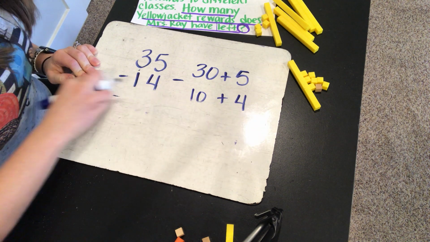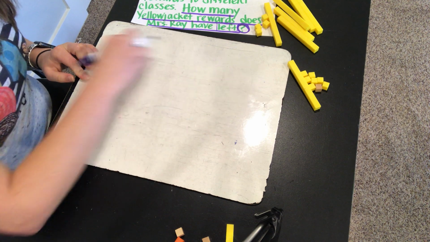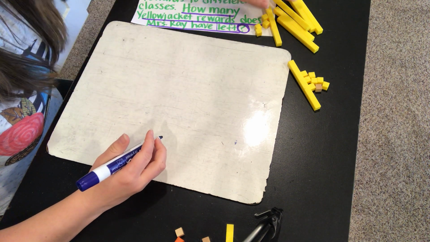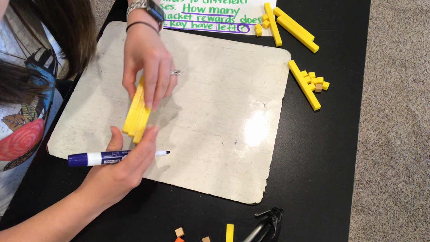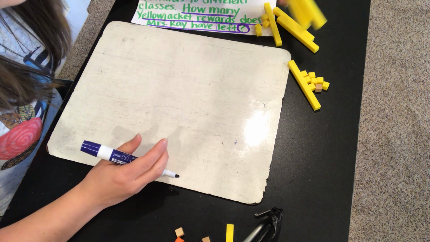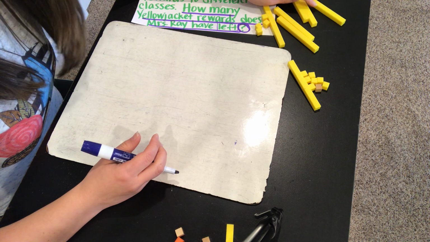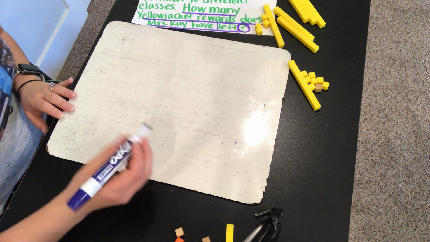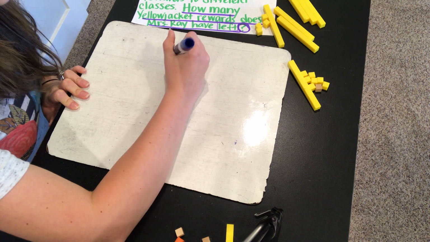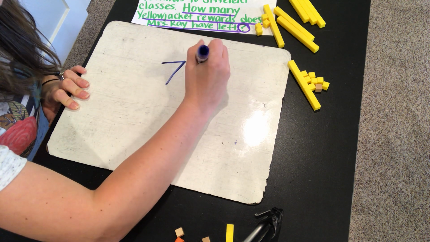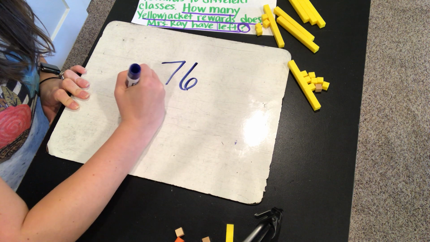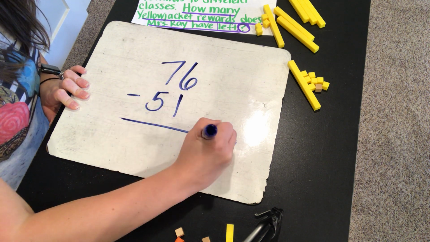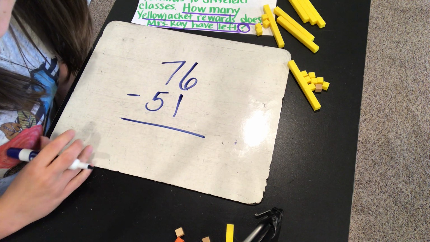All right, I'm going to leave you today with a problem that I want you to try to solve at your house. You can use any of the strategies. If you like using base 10 blocks, you could draw out base 10 blocks if you don't have any at home. If you like the open number line, you can use that. Or if you like using expanded form, you can solve that way. So here's the problem I want you to try to solve at your house. 76 minus 51. Try that at your house, okay?